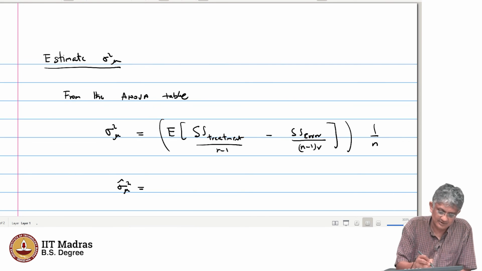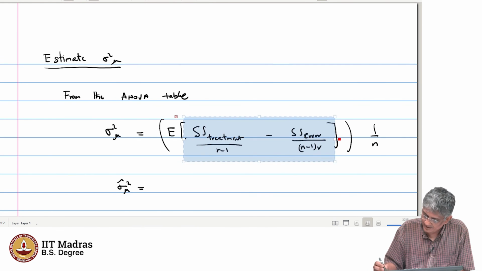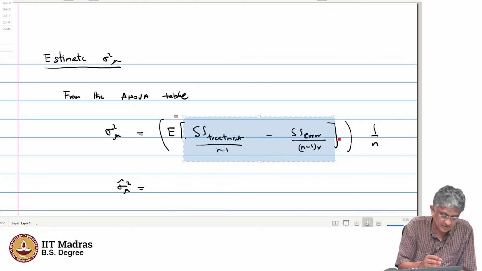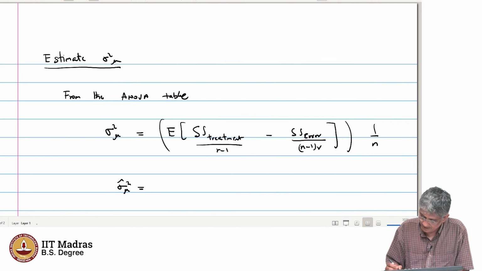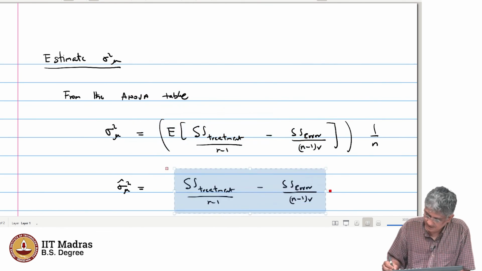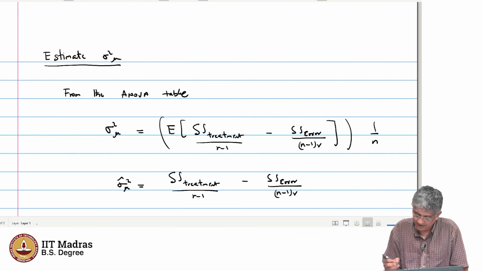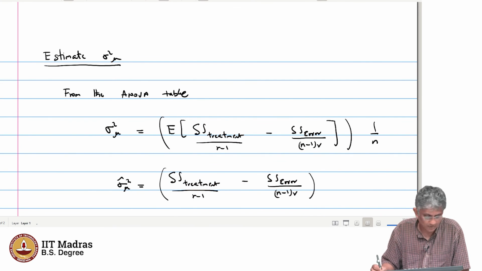So let's copy that down. Let's go edit, copy, go here, edit, and paste it, and you divide the whole thing by 1 over n. So that's an estimate for sigma squared mu.